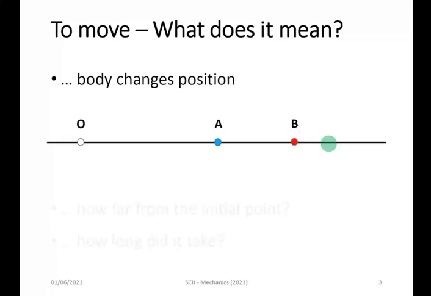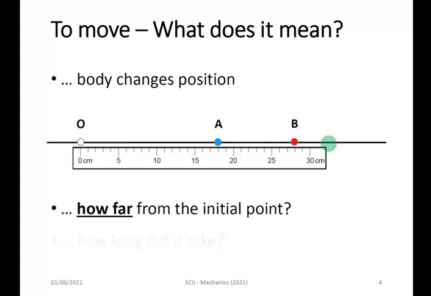Now, what does it mean to move? If an object moves, what does it mean? It simply means the body has changed position. On your screen, you can see a point labeled O, and there are two new points, A and B. Two particles have moved from O, one stopped at A and another stopped at B. We say the particle at A has moved because it has changed from position O to position A. And likewise, the particle at B has changed from position O to position B. So we say these two particles have moved. They've simply changed position.